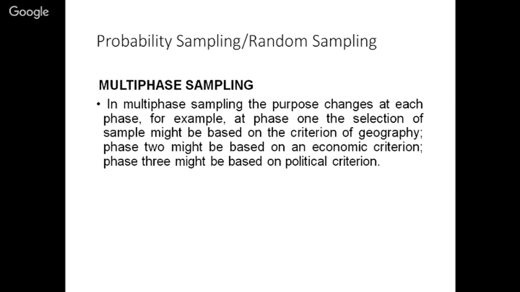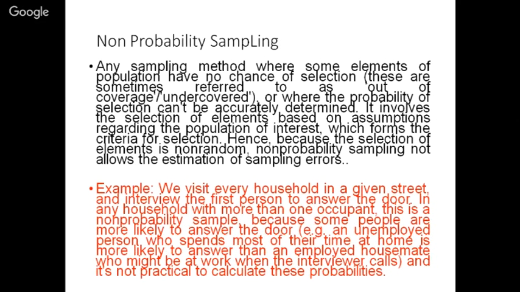Now we come to the non-probability sampling technique. Non-probability sampling techniques are used when the researcher does not want a representative sample, but wants to gain insight into a problem. In that case, he will go for the non-probability sampling technique. In this sampling technique, some elements of the population have no chance of selection; in other words, the selection of the sample is on a non-random basis.